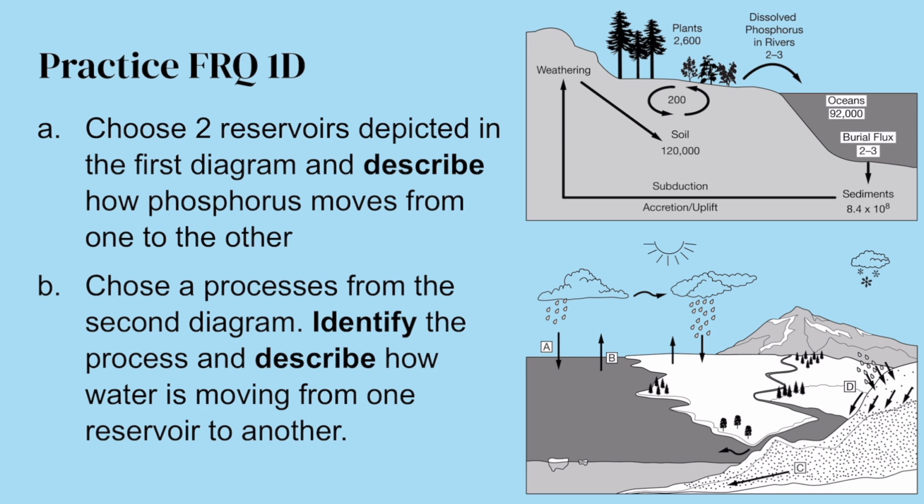Your practice FRQ for this section, the first one is focused on the phosphorus cycle. So you're going to look at this top diagram, and the second, part B, is going to focus on the water cycle, and you'll be looking at the diagram underneath.